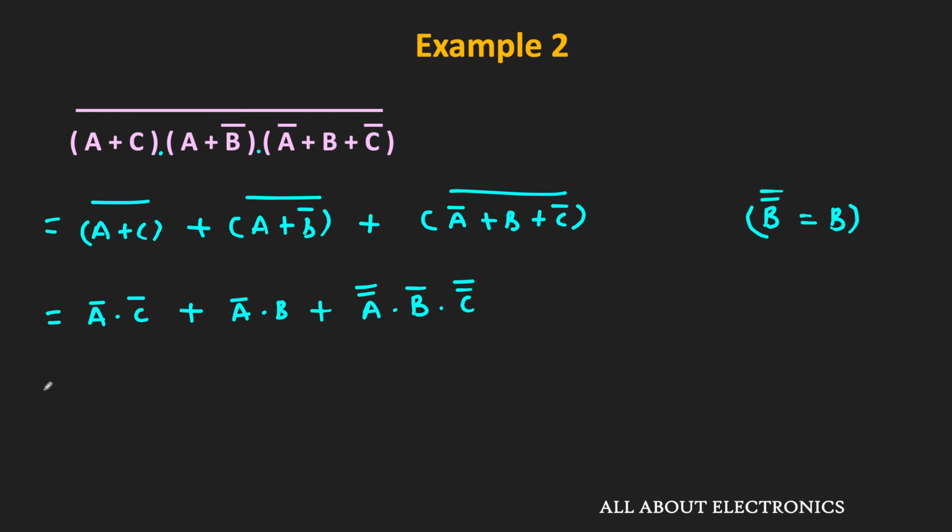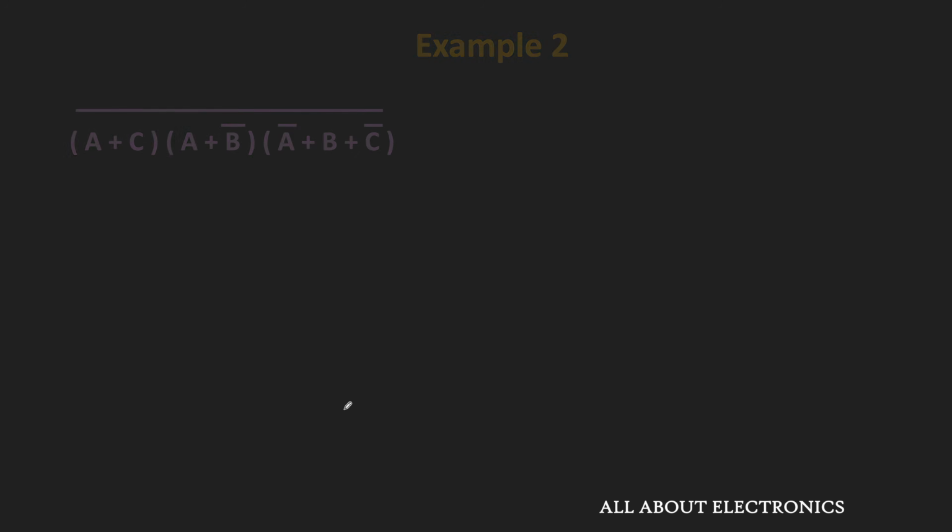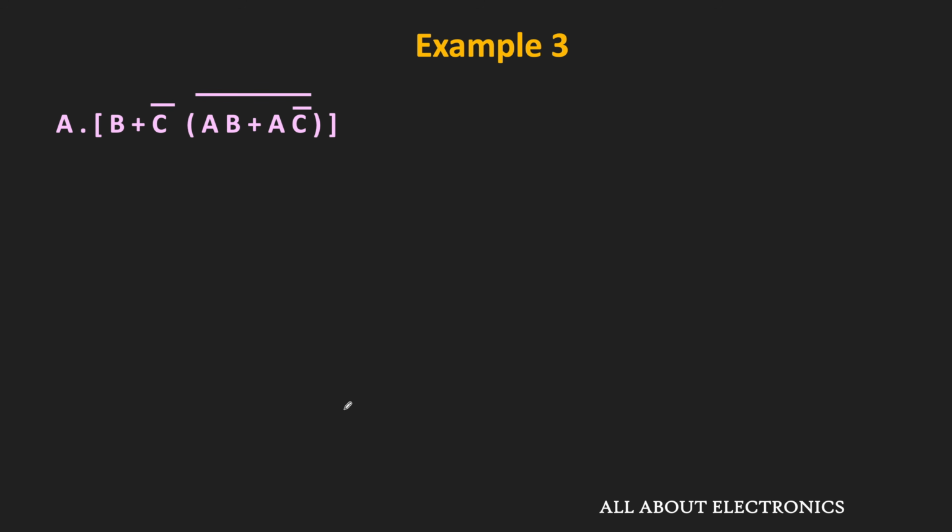That means now we can write this expression as a bar dot c bar plus a bar dot b plus a dot b bar dot c. So in this way, using this De Morgan's law, we can simplify the expression. So similarly, let us take one more example. In this example, using this De Morgan's law, let us simplify this Boolean expression.